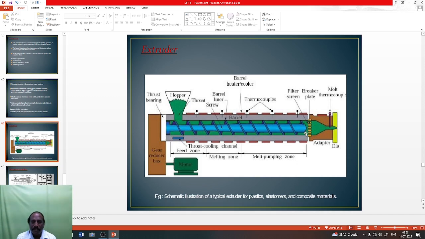Due to the melting and the melt pumping zones, then the breaker plate is there, and the adapter section is there, and at the end there is a die, and you get the shape of the extruded plastic sections. So you pass the melted material through the extruder. First the material is put into the barrel, heated again and slightly semi-cooled, and it is passed into the die. The die has a small area, and due to that the extrusion happens.